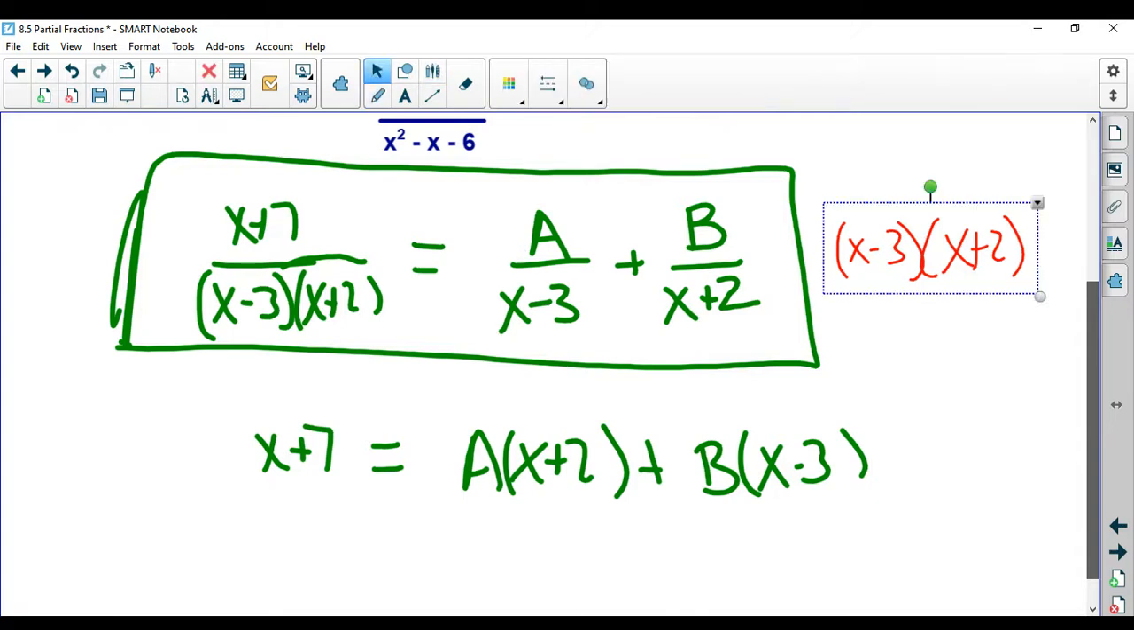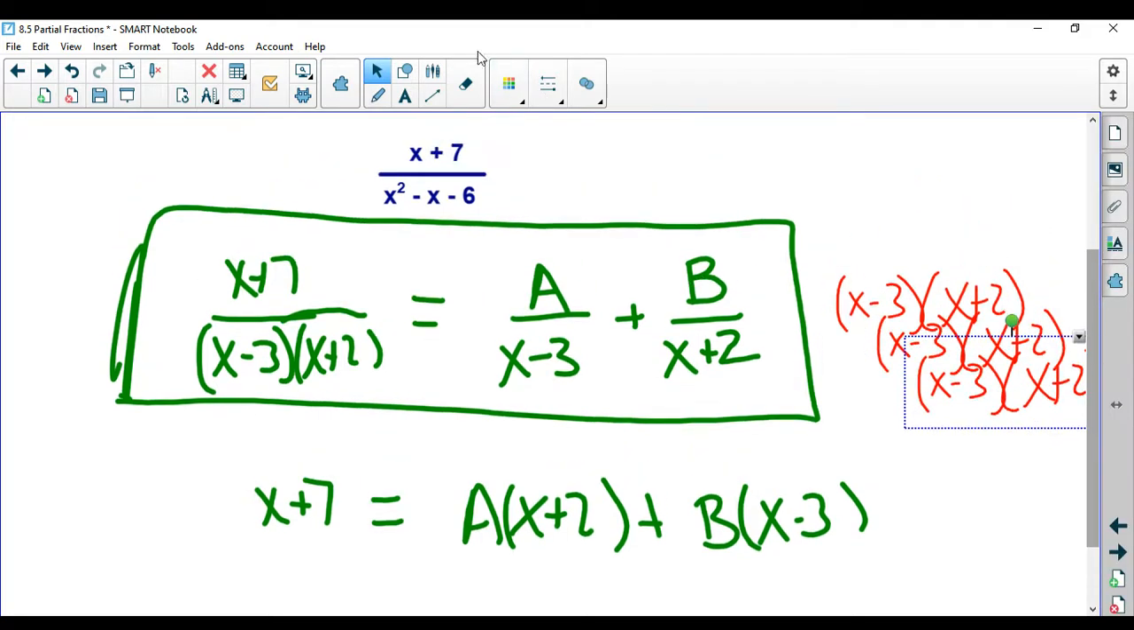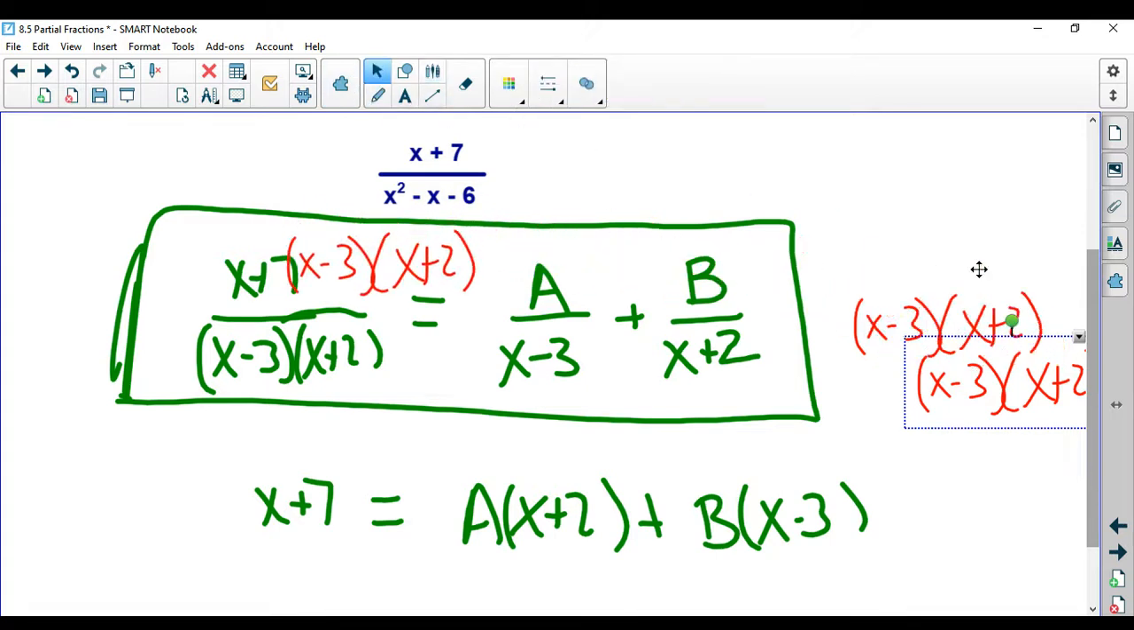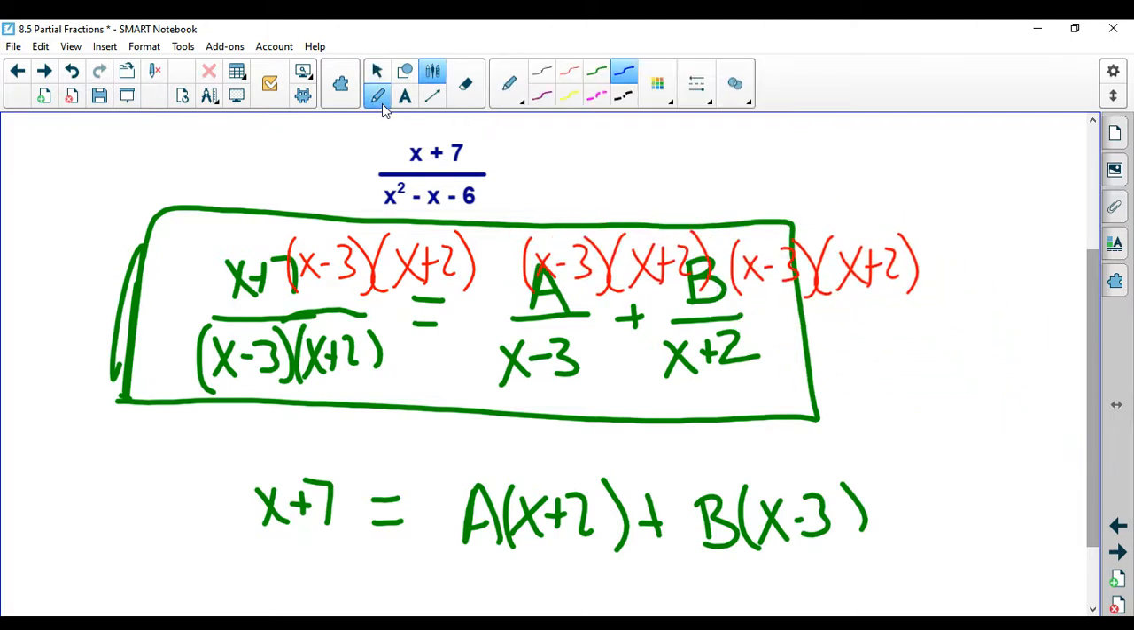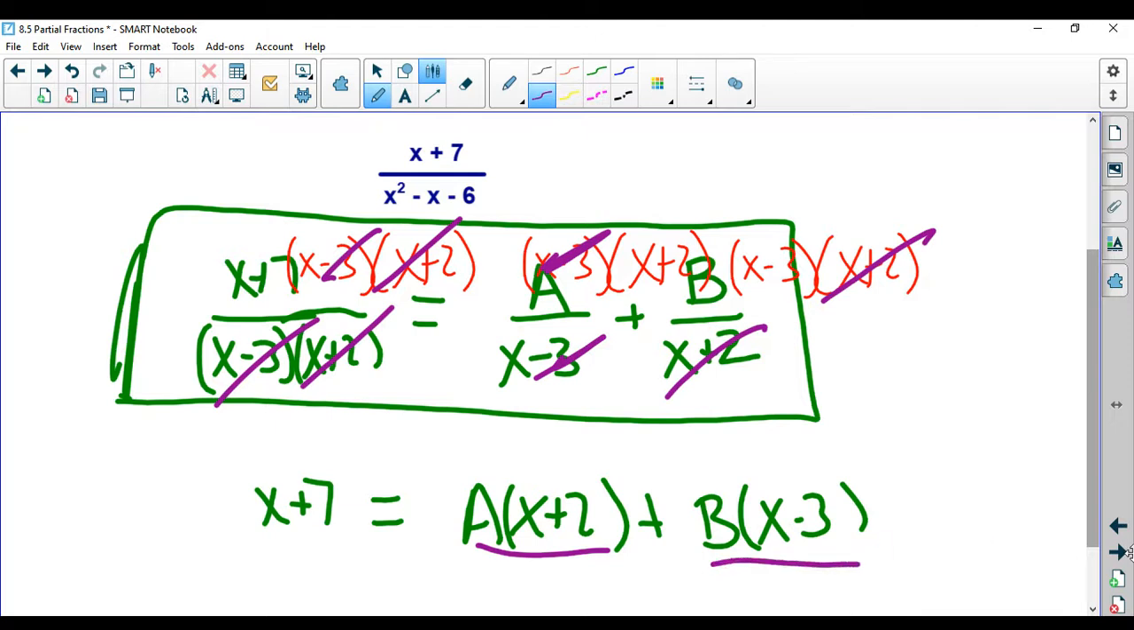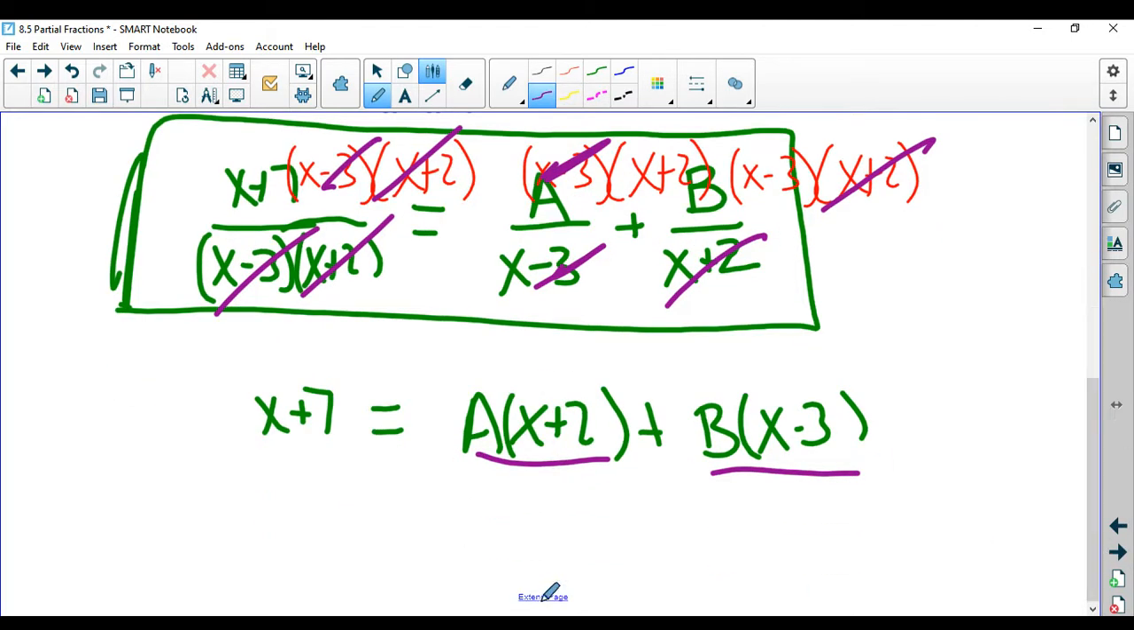We took that and multiplied it, basically distributing it to everything, and then cancel out what cancels. You're left with x plus 7. For this second one, the x minus 3's cancel. You're left with A times x plus 2, and for the B term, the x plus 2's cancel. You're left with B times x minus 3. So normally you don't show that work because it's easy to visualize.